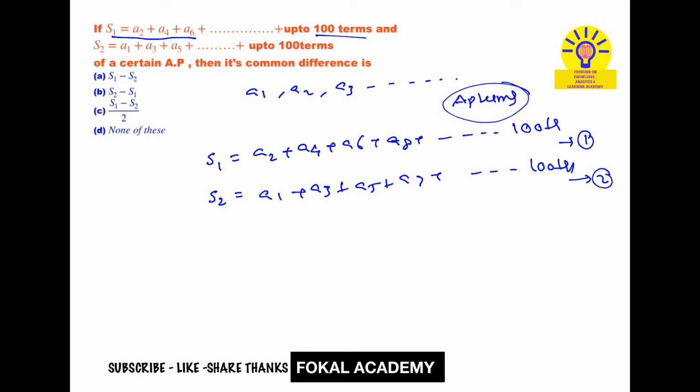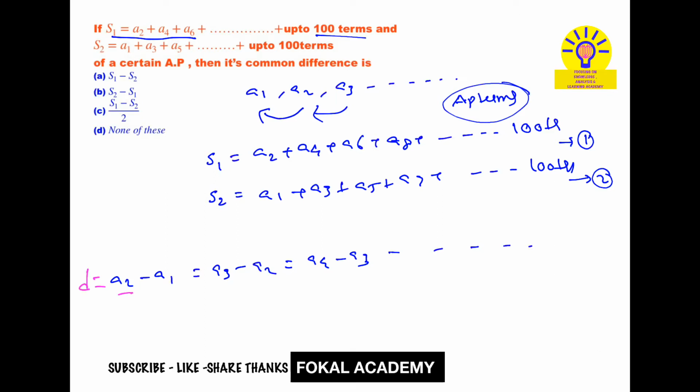But we know, what is the common difference? The difference between two consecutive terms is called the common difference. A2 minus A1 is equal to A3 minus A2, which is equal to A4 minus A3, and so on. From the problem, S1 and S2 are given, these are in AP, and what is the common difference? This is the question asked. When you observe the options, they are in terms of S1 and S2 only.